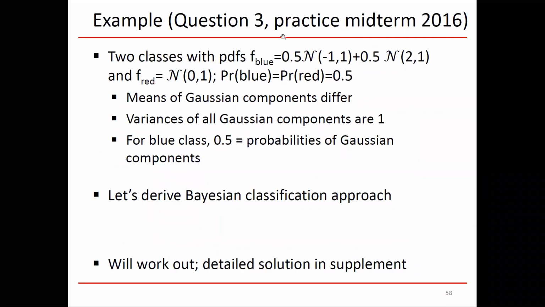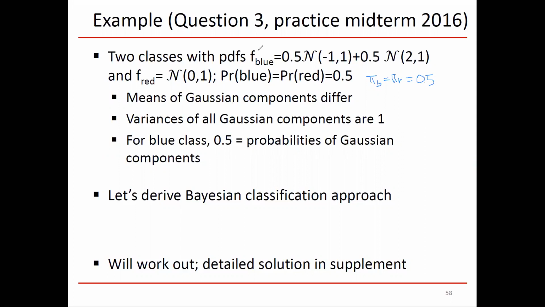All right, so let's look at an example of how to use this approach. And this is a practice midterm from 2016. We have two classes of data, blue and red. Each of them has prior p blue equals p red equals 0.5. So let's gradually jot down the facts. So pi b is the probability of blue. It's equal to pi r, which is the probability of red, and it's equal to 0.5.